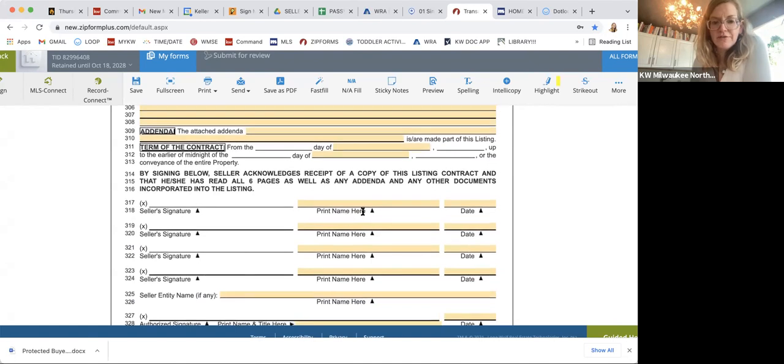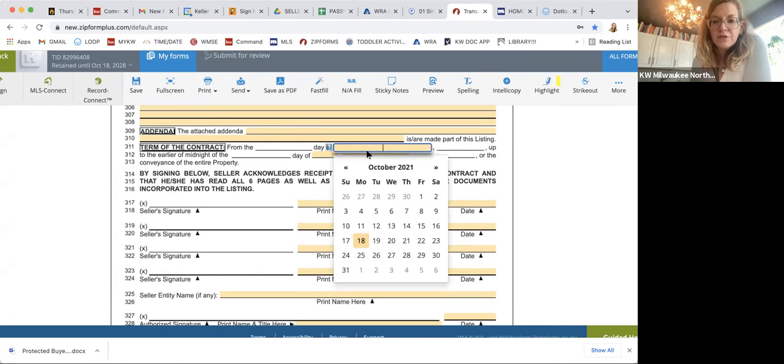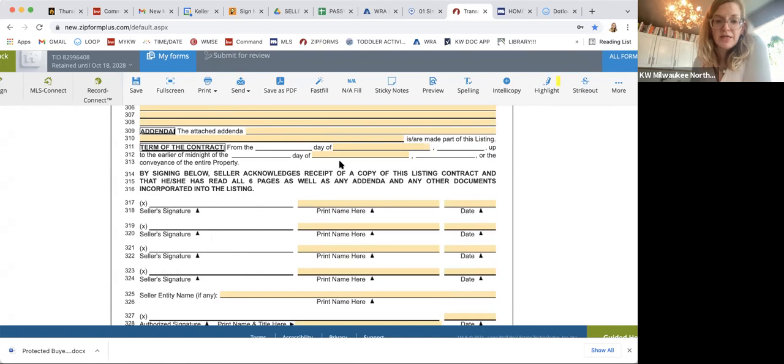Term of the contract, 311 to 313. So you will name the start date here and then the expiration date on lines 312.